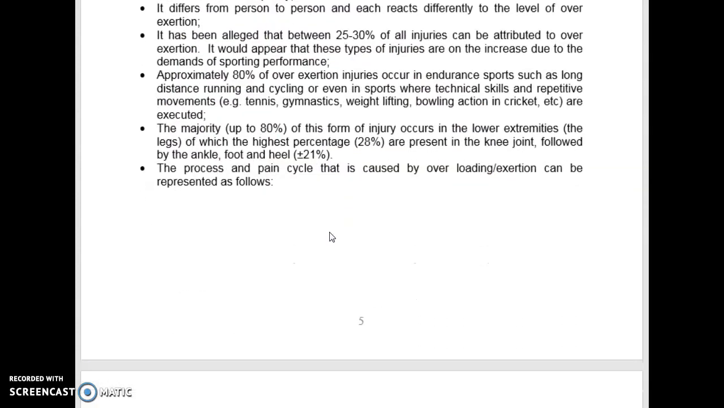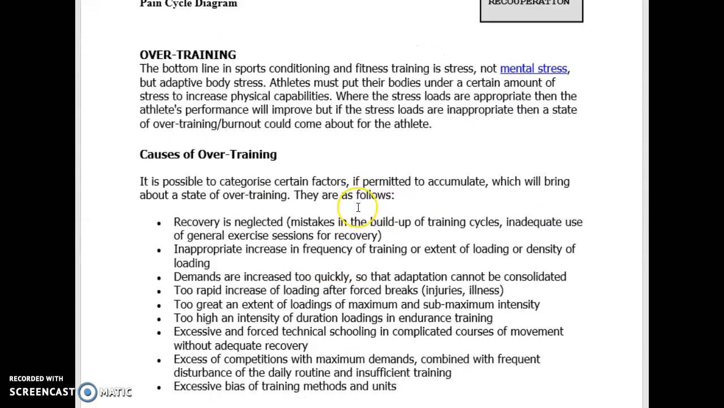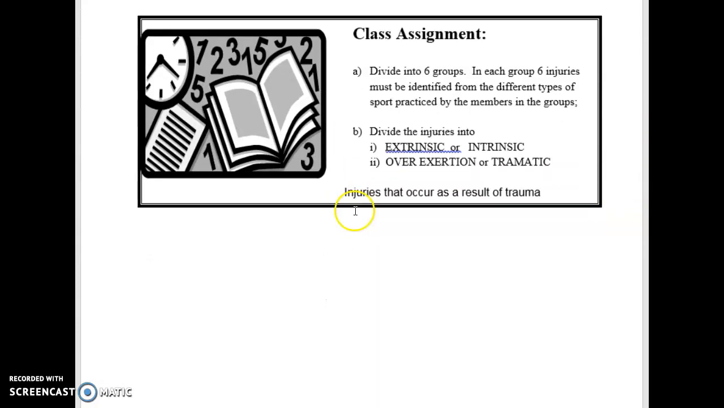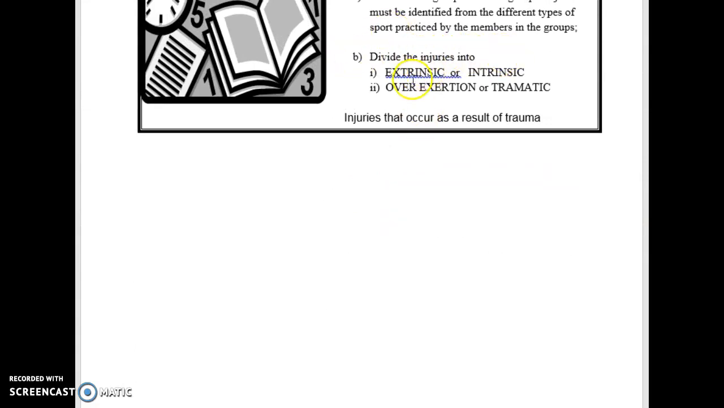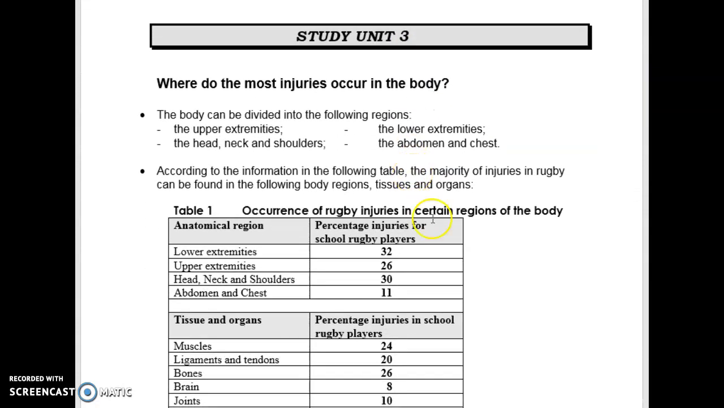All right, let's move on. Next one, I think this is not in the exam, as far as I saw. So see here, divide the injuries into intrinsic, extrinsic, overexertion, or traumatic. So that's definitely something that you can be asked.